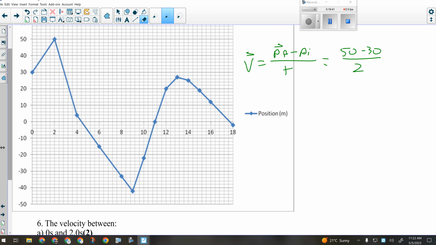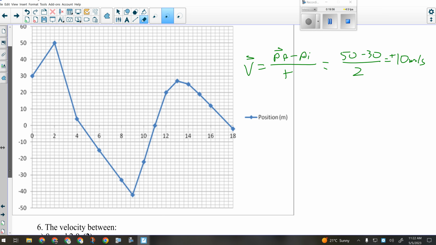Initial position was 30, final position was 50, which is going to give us 20 over 2, for positive 10 meters per second. Is the positive important? It is. Between 2 and 4 seconds, we've already calculated the displacement for that a few minutes ago. The final position was 4, the initial position is 50, and that takes again 2 seconds. So 4 minus 50 is negative 46. Negative 46 over 2 is negative 23 meters per second.